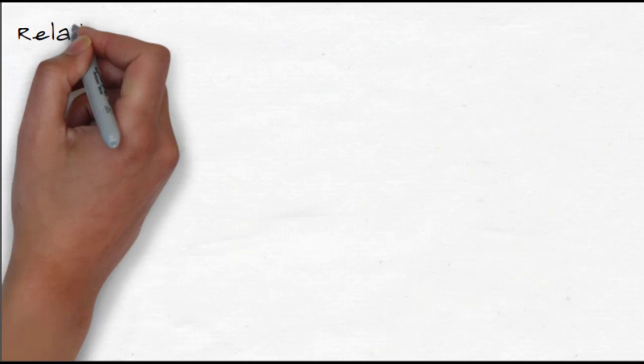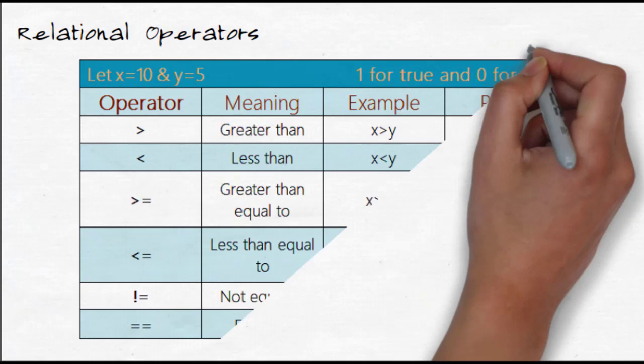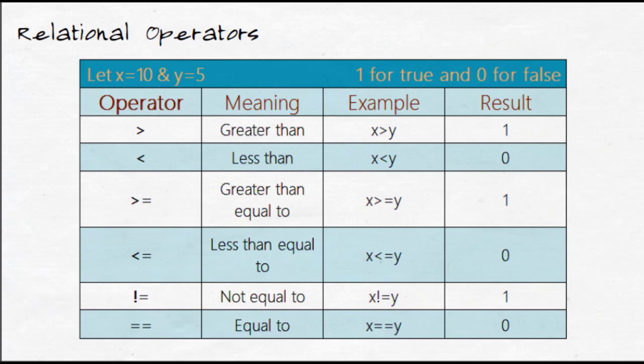Relational operators are used for comparisons between values and they return 1 or 0 depending upon the condition. Note that in C language, == is the equality operator which returns 1 when both the values are the same, otherwise returns 0. Whereas = is an assignment operator which assigns the value into the variable.